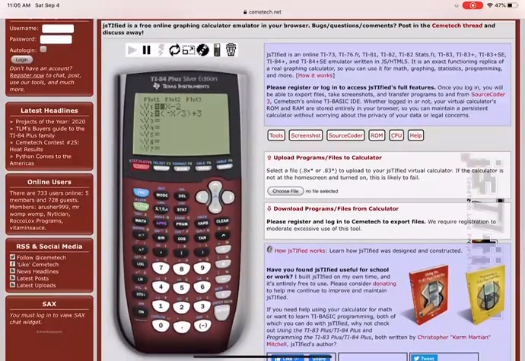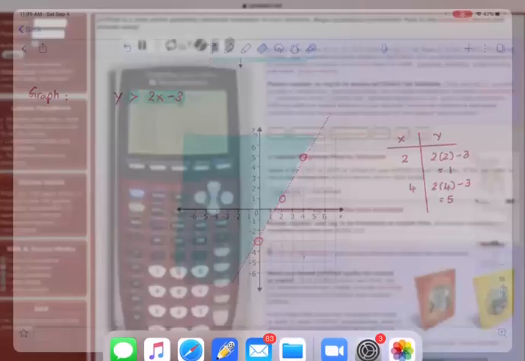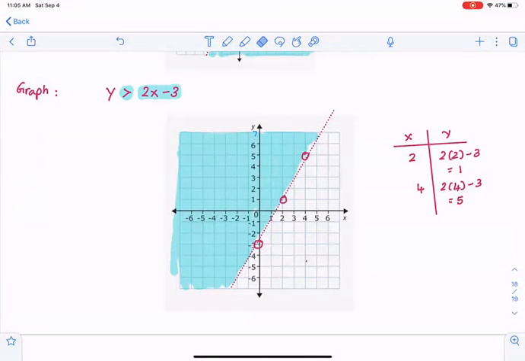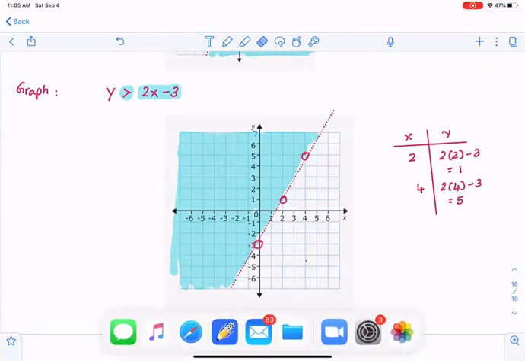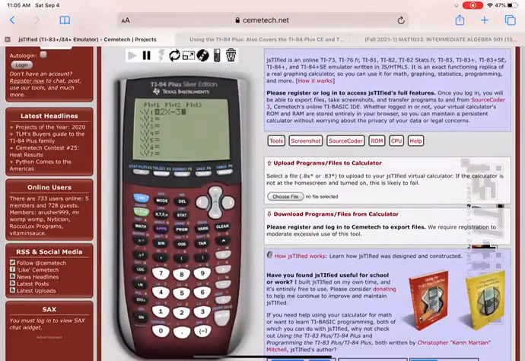I have 2x minus 3, and if I graph it, I'm simply going to get a line. But our inequality is y bigger than 2x minus 3. So how do we get that bigger part? Keep pressing the arrow and go to the far left. You can see the cursor is going back and forth. Now press enter, you get a solid line.